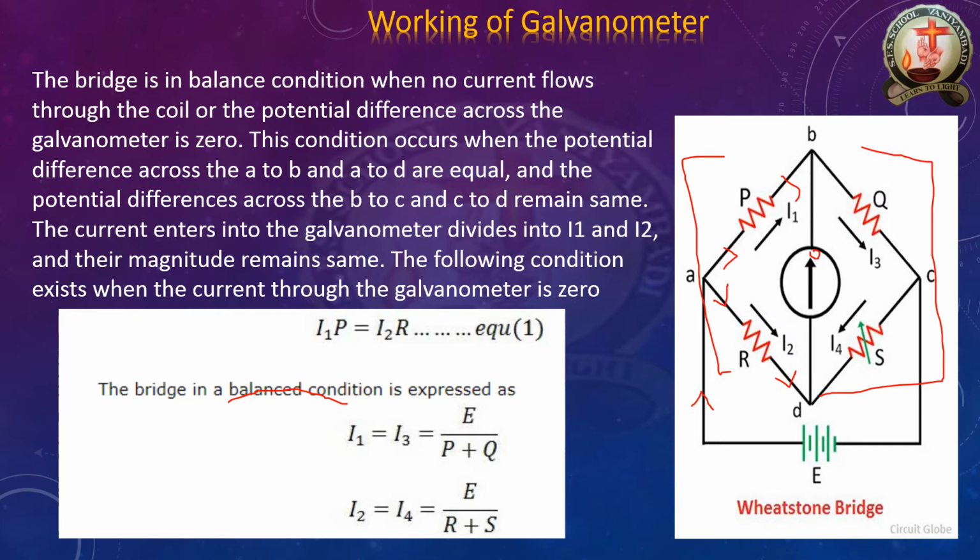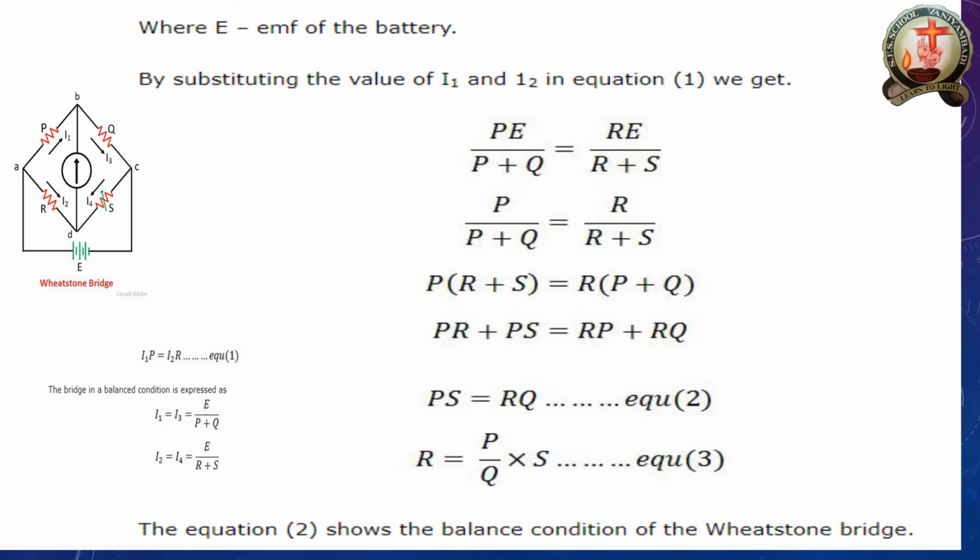So the E will be common for both sides. What are the variables there? P and Q and R and S coming in the bottom. So now we are going to calculate the EMF of the battery. As you previously understood, this is equation number 1 and this is equation number 2. I'm going to substitute the I values from equation 1 into equation 2, so I'm going to equate both sides.